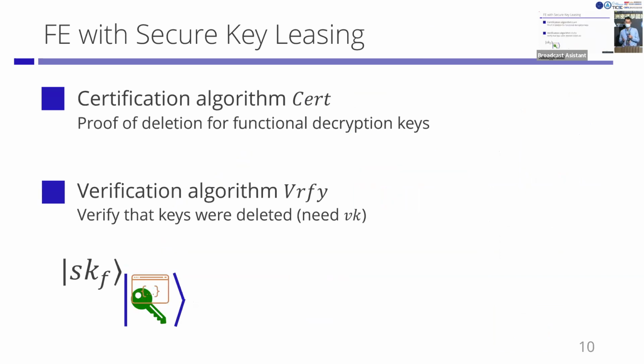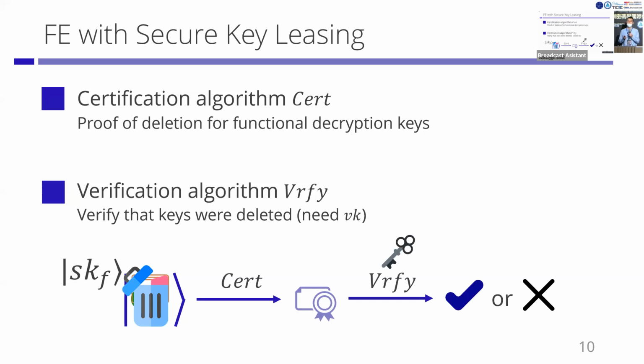In addition, we have two additional algorithms for FE with secure key leasing. One is the certification algorithm, and the other is the verification algorithm. The certification algorithm takes a functional decryption key and outputs a certificate for proving deletion. So we can generate a certificate for deletion. The verification algorithm takes a certificate and the verification key and outputs whether it is valid or not. If the certificate is valid, then the functional decryption key was securely deleted, and we can no longer obtain f of x from the encryption of plaintext x. This is FE with secure key leasing.